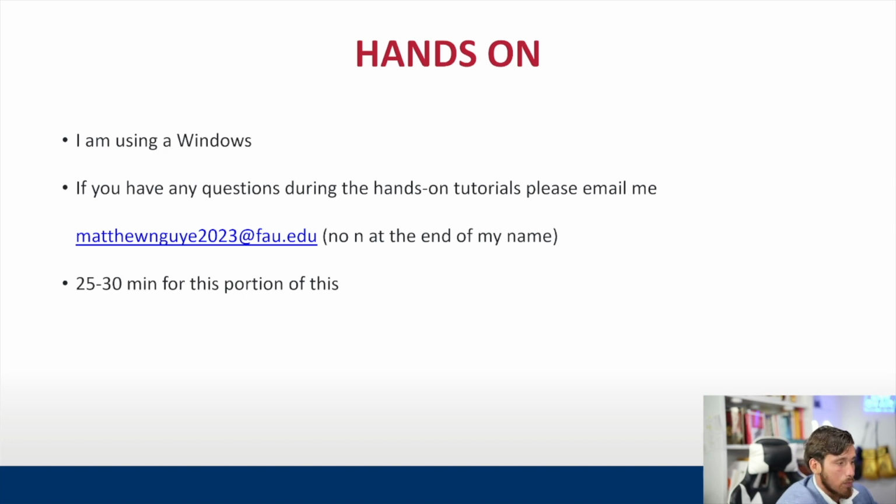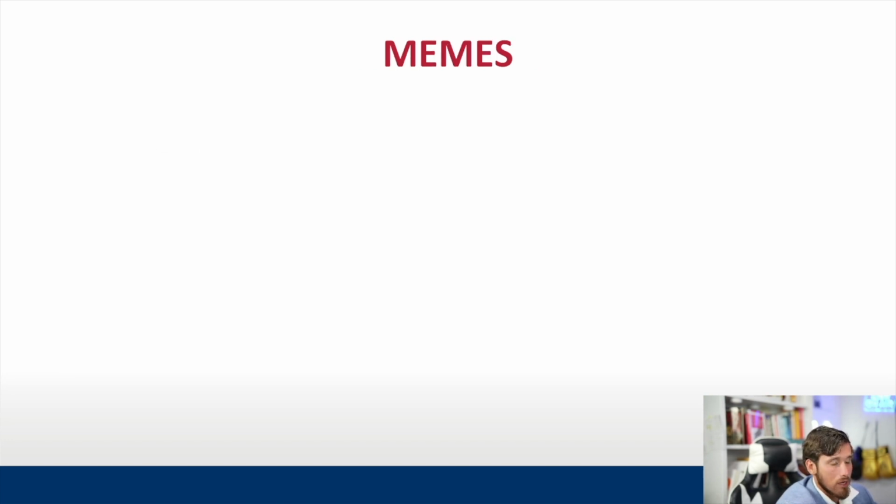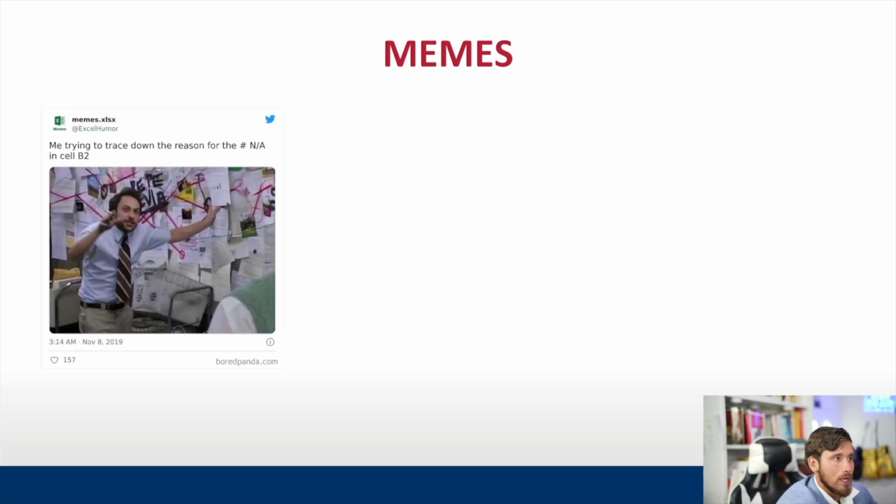Before we jump into the workbook, as always, I wanted to throw some memes on here just to keep everything fun and relatable. The first one is me trying to trace down the reason for NA in cell B2. As you guys know, you can use something called trace precedents. In the Formulas tab, you can actually trace formulas, and hopefully with some of the Excel knowledge that I taught you during this course, you won't have a lot of these issues. But you always know, as an Excel user, there will always be some errors related to that.